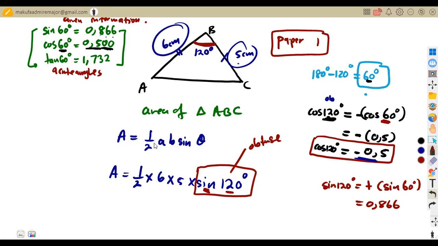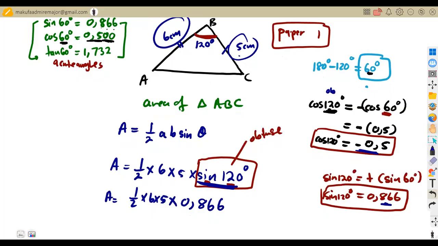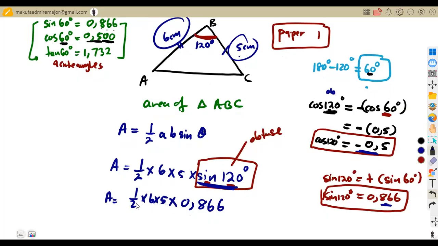0.866. That is going to be the value of sine 120 in this case, so in place of sine 120, this is the value that we are going to use. We substitute. Our area is going to be half of 6 times 5 times the sine of 120. The whole of this sine 120 is now represented by 0.866. That is how they ask these questions. You can simplify further: half of 6 is 3, and 3 times 5 is 15.